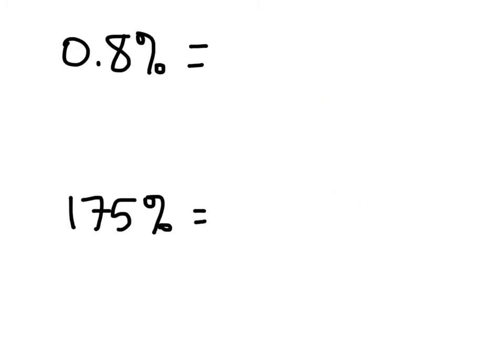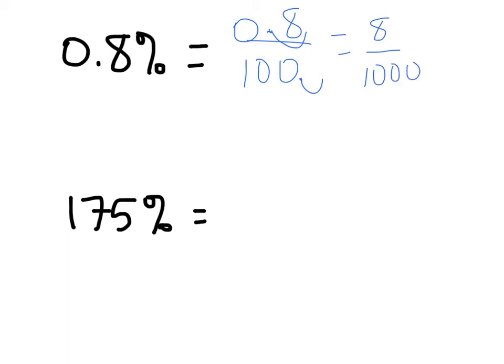All right, here I'm going to put 0.8 over 100. But again, I don't want a decimal in my fraction. So I'm going to move this decimal over 1. I also have to move this decimal over 1. So I have 8 over 1,000 now. And then I simplify 8 over 1,000, and I get 1 over 125.